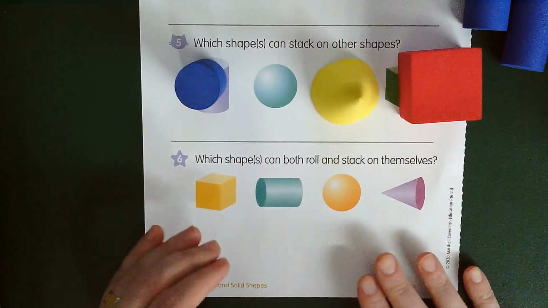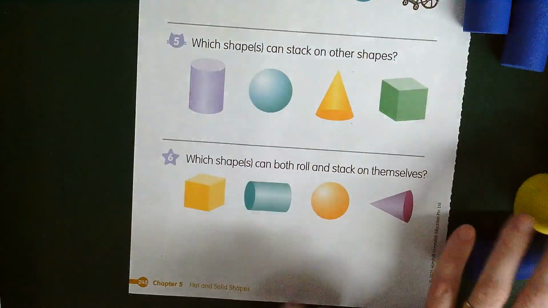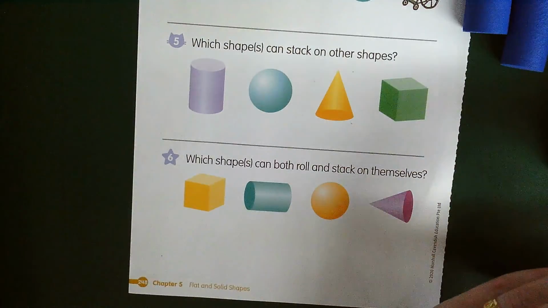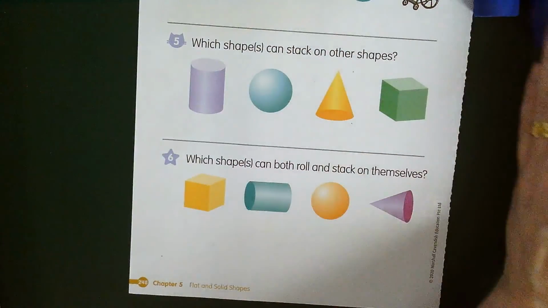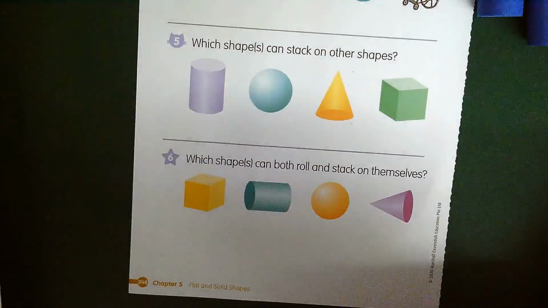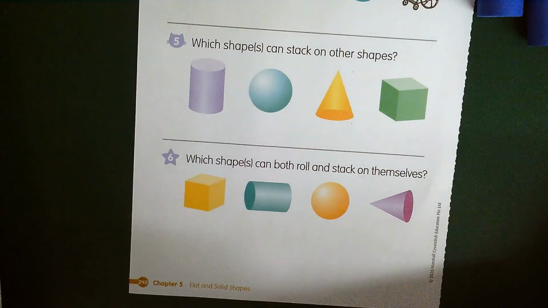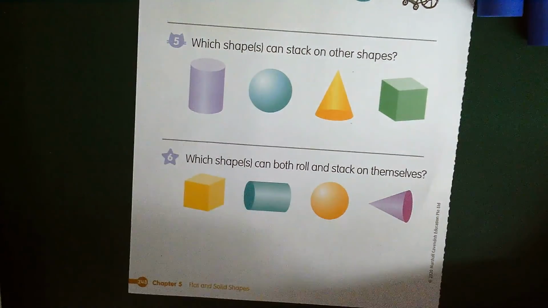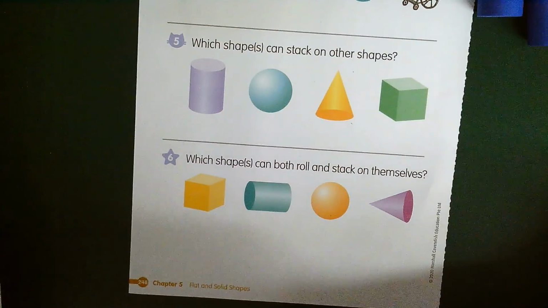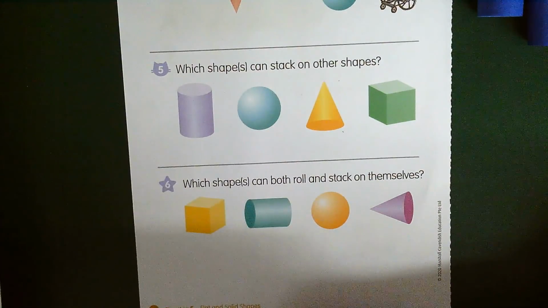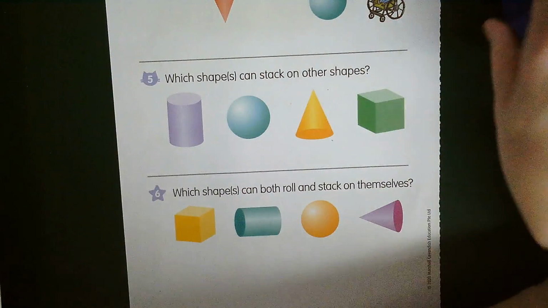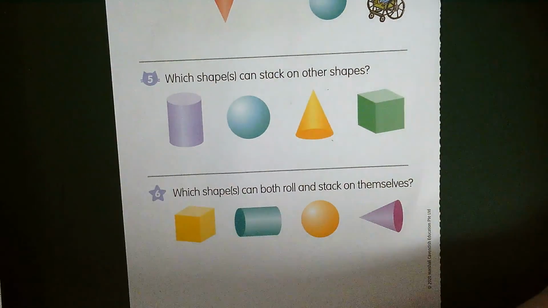This one is asking which shapes can roll, which is what we talked about on the other side, and they can stack on themselves. Should only be two of them. See if you can figure that one out. Which shapes can roll and stack on themselves? Not on other shapes, but on themselves. Oh, I'm sorry. I said it should be two. It should only be one. Sorry about that. I was thinking stack on other shapes, but nope. Only one shape can roll and stack on top of itself. I'm getting confused at the end.